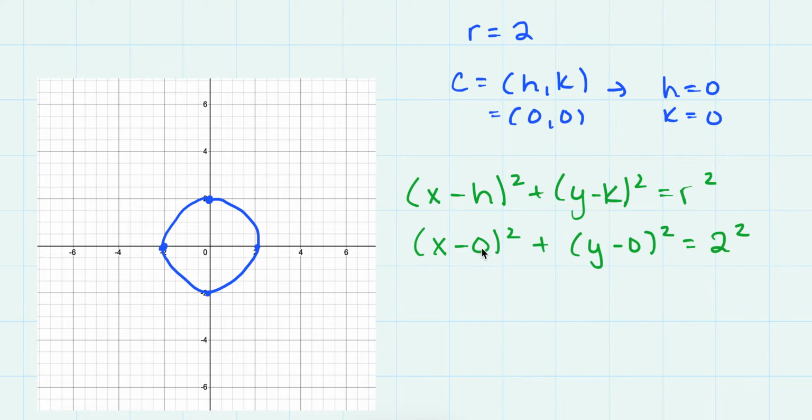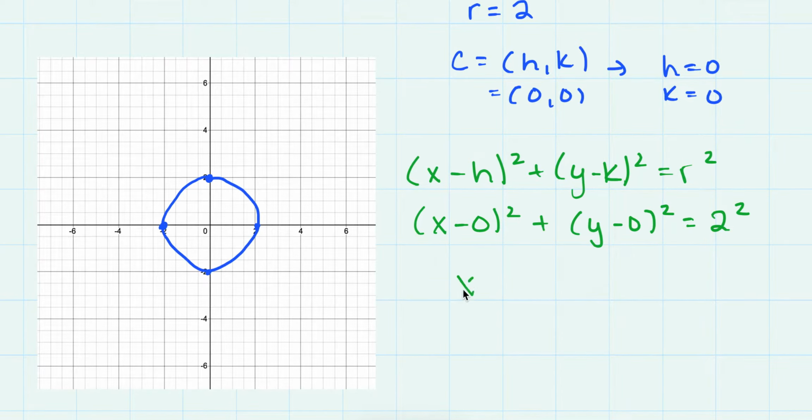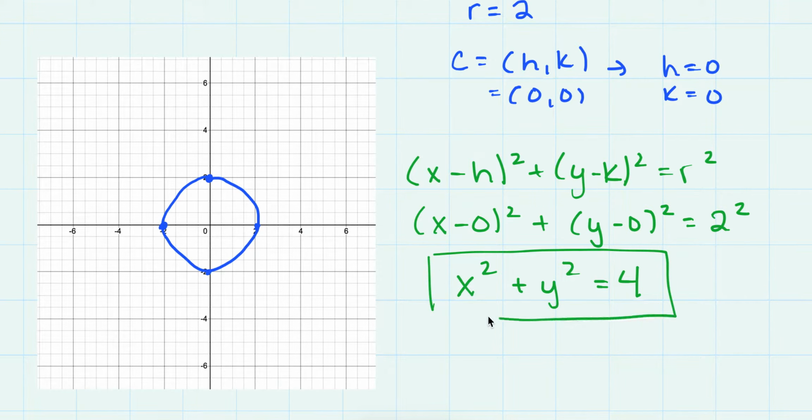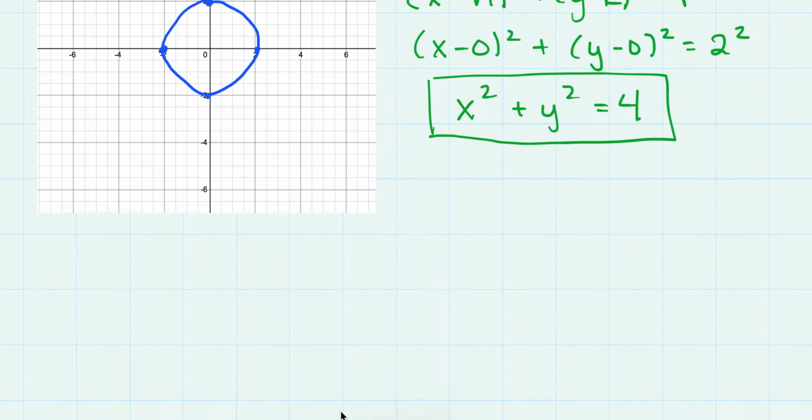x minus 0 is just x, and x in parentheses squared is the same thing as just x squared. We don't really need those parentheses. And then this is y squared, and 2 squared is 4. So that's the equation of this particular circle. Let's scroll down.